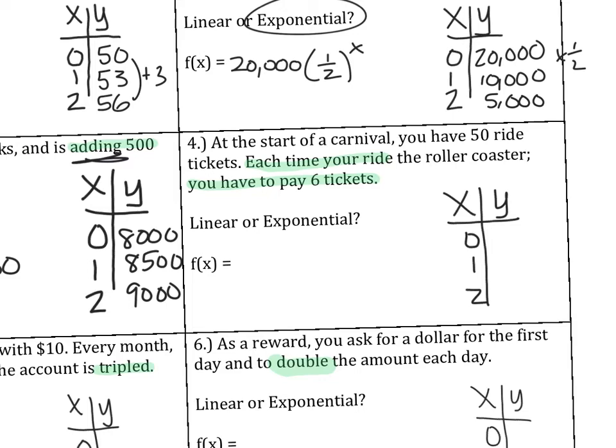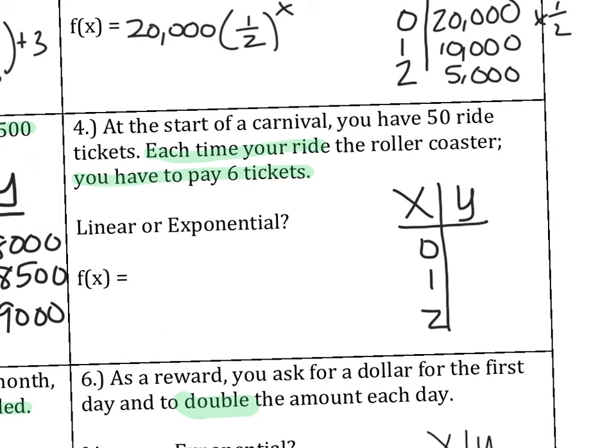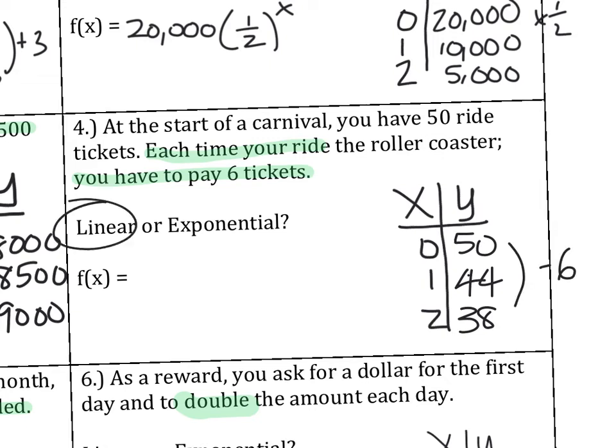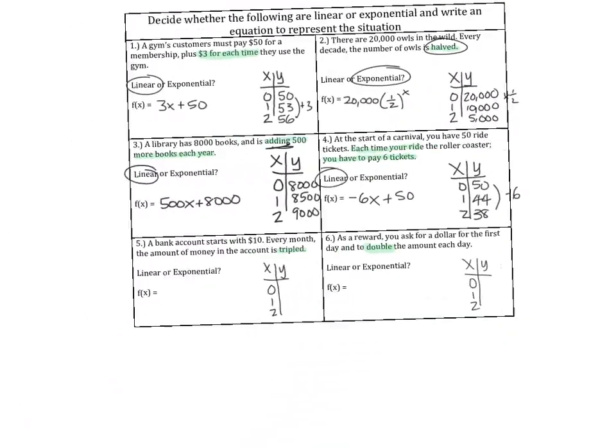Okay. At the start of a carnival, you have 50 tickets. Each time you ride the roller coaster, you pay 6. So we start with 50, and if we pay 6, that leaves me with 44. And then if you pay 6 more, that's going to leave you with 38. So this is decreasing by 6, which means it's linear because it's subtracting. So it's negative 6x plus 50 because every time we give away 6 tickets.